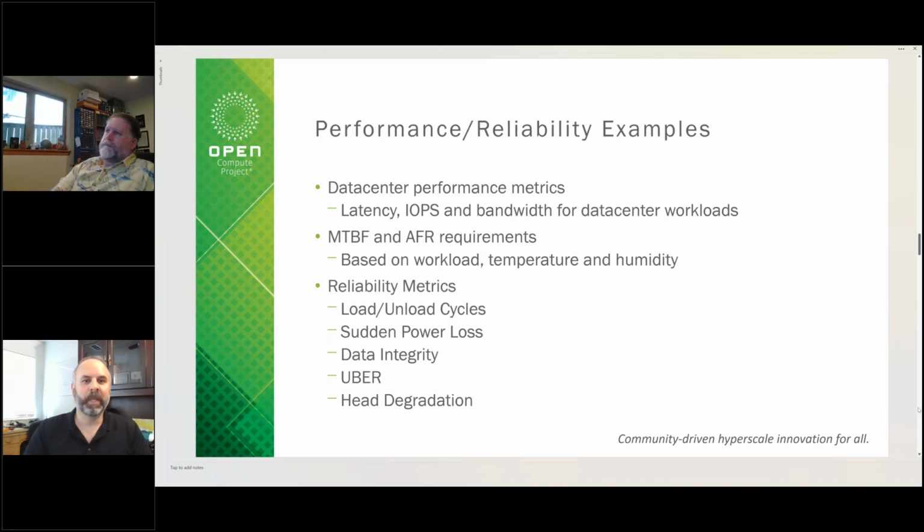Next slide. All right, some of the performance and reliability examples that we cover in the spec are data center performance metrics, where we cover latency, IOPS, and bandwidth for different data center workloads. We cover the MTBF and AFR requirements from 2 million to 2.5 million hours. Those are based on different workloads, temperature, and humidity. Some of the reliability metrics that we cover are load and unload cycles, how to handle sudden power loss, data integrity requirements, that includes UBER, and head degradation requirements as well.